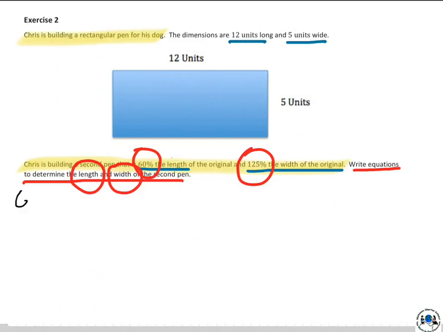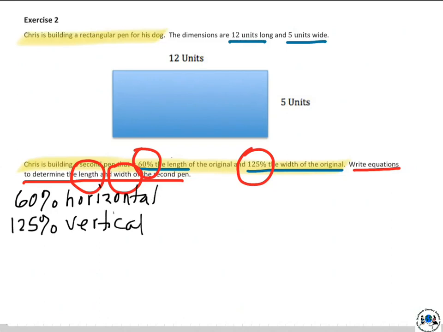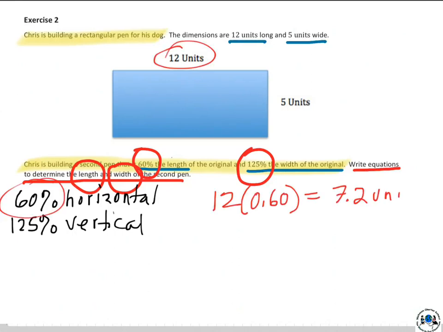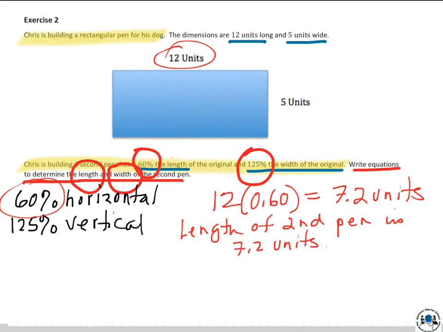Okay, let's see what you did with this. So 60% horizontal, 125% vertical. Now, in terms of horizontal, we have 12 units in our original, and 12 times the scale factor of 0.60, which is 60%, equals 7.2 units. And that is the equation for that. Length of the second pen is 7.2 units.